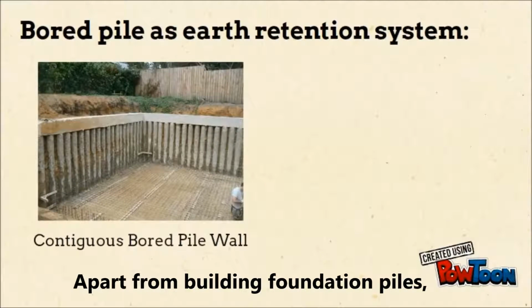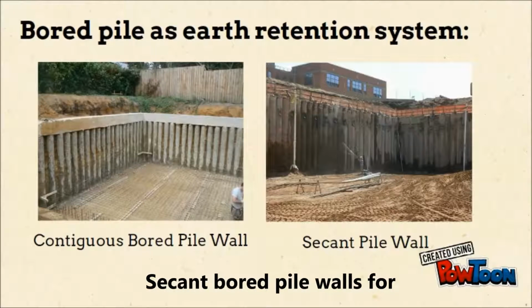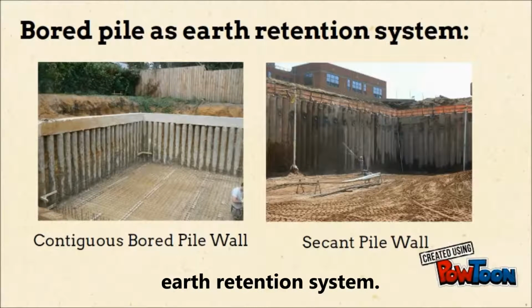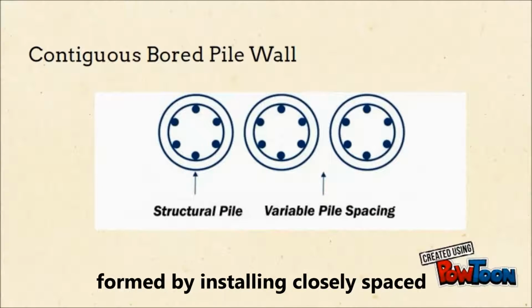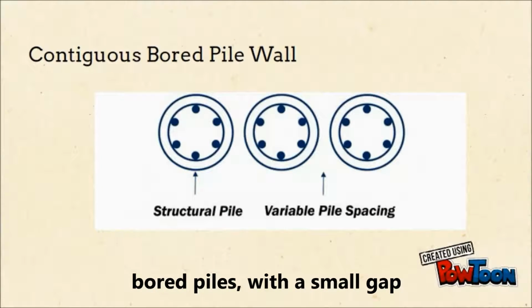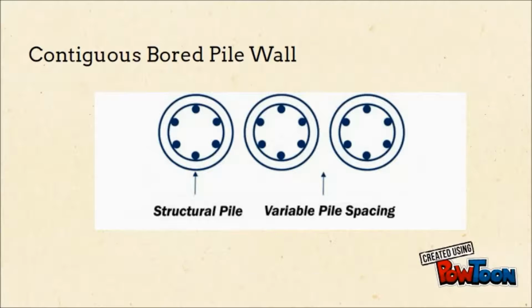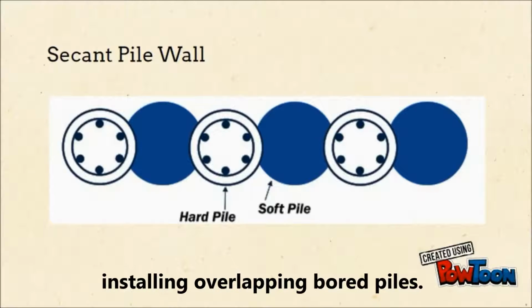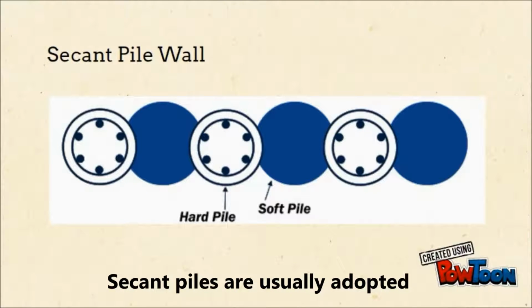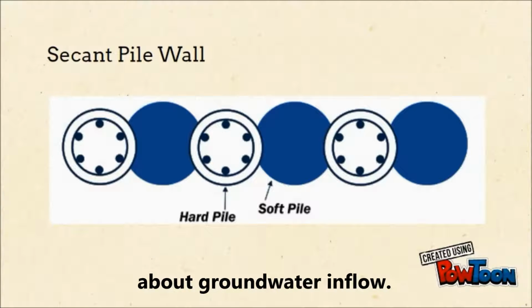Apart from building foundation piles, the bore piling method is also used to form contiguous and secant bore pile walls for earth retention system. A contiguous bore pile wall is formed by installing closely spaced bore piles with a small gap between adjacent piles, typically 75 to 150 mm. A secant pile wall is formed by installing overlapping bore piles. Secant piles are usually adopted where there are particular concerns about groundwater inflow.